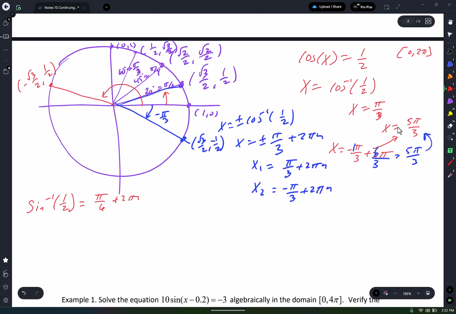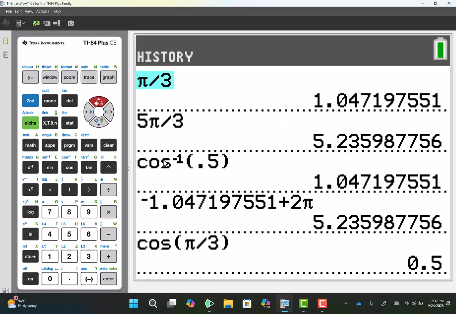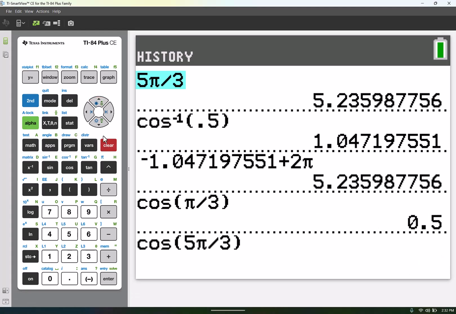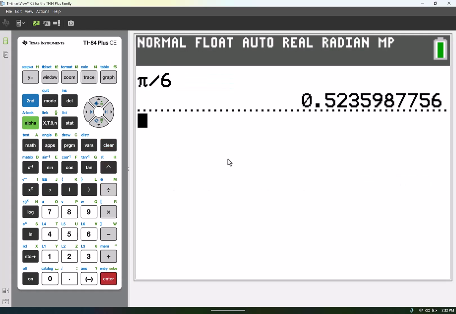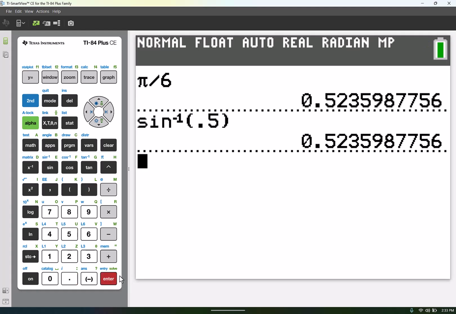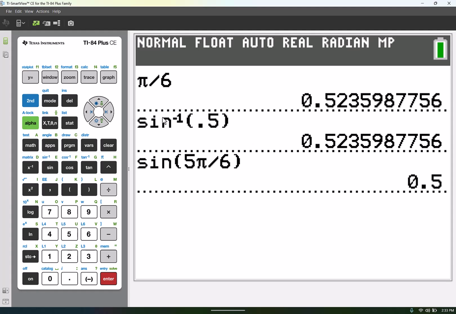But here's what I want you to notice, guys. No matter how many times, first, let me show you what pi over 6 is in decimal. Pi over 6 is 0.5235. No matter how many times I push arc sine of 0.5, it was only going to give me this answer. But you and I know that sine of 5 pi over 6 is also an answer. Look, sine 5 pi over 6. And look, it's also a half. But no matter how many times I push arc sine of 0.5, it's always going to give me this answer.